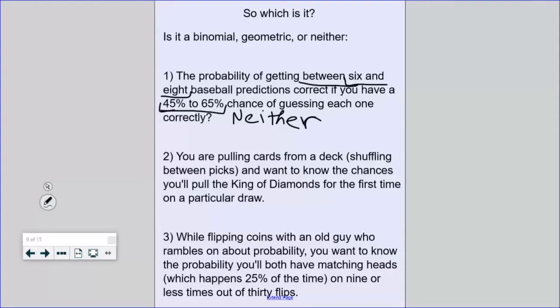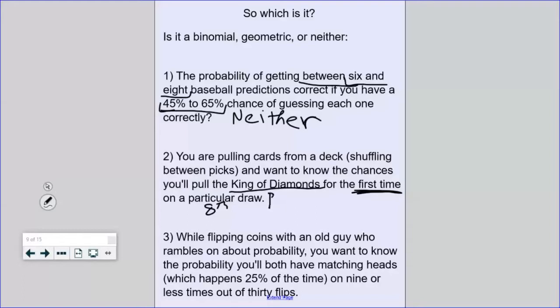So number 2. I'm pulling cards from a deck of cards. I'm shuffling between picks, so I'm putting all the cards back in and shuffling them. And I want to know the chances you'll pull the king of diamonds for the first time on a particular draw. We could say on the 8th draw. Okay? Just a particular draw. If I look, it tells me right now, I'm looking for that first time. The first time something happens. That sounds like a geometric. I'm talking about when success happens. Okay? That's a geometric.